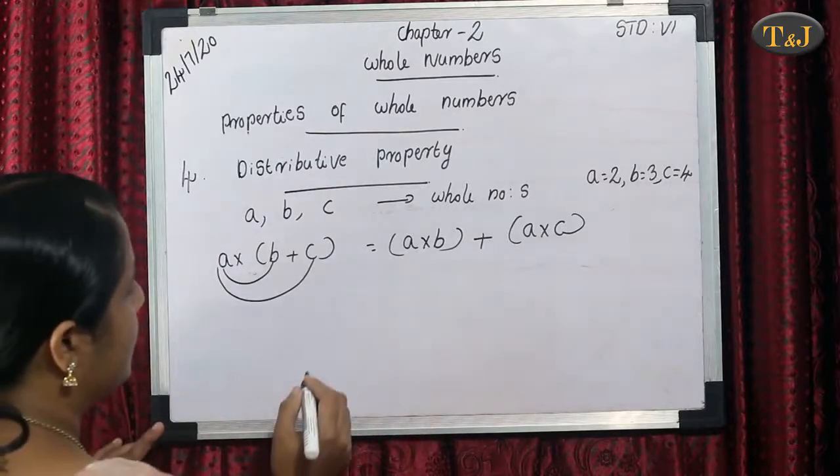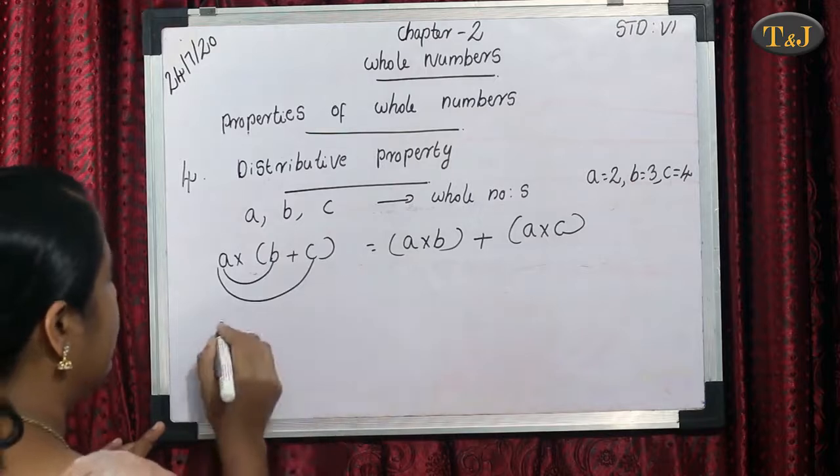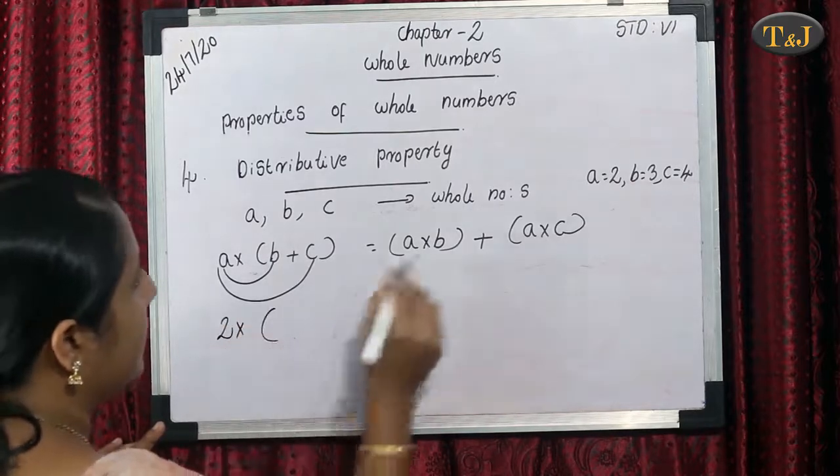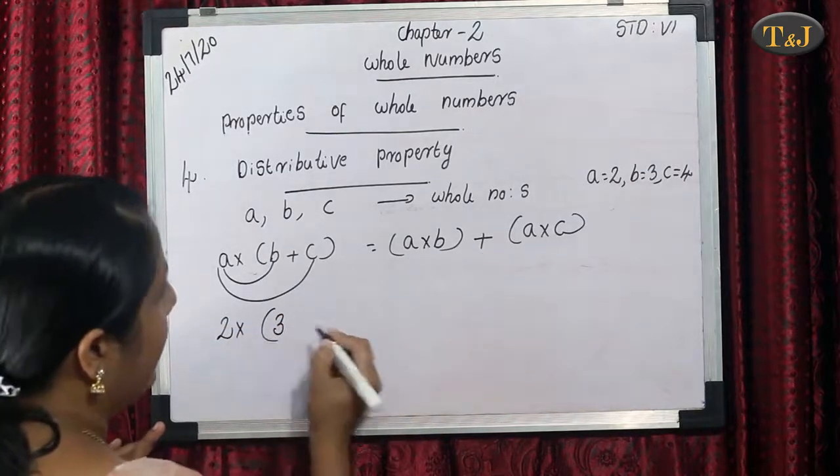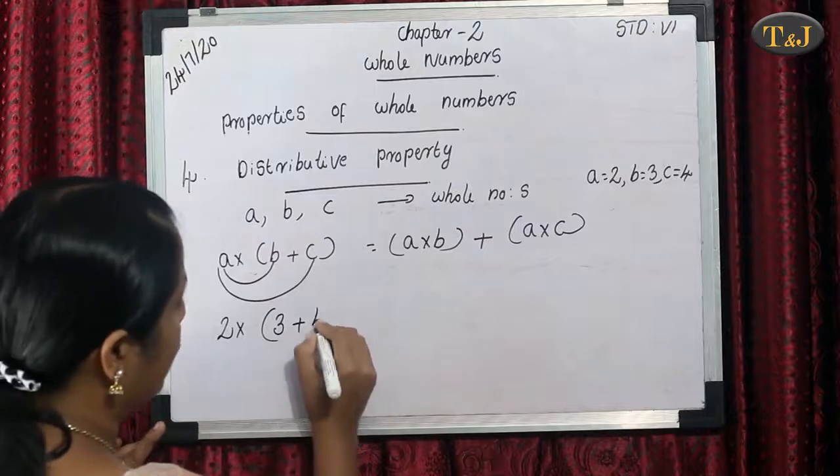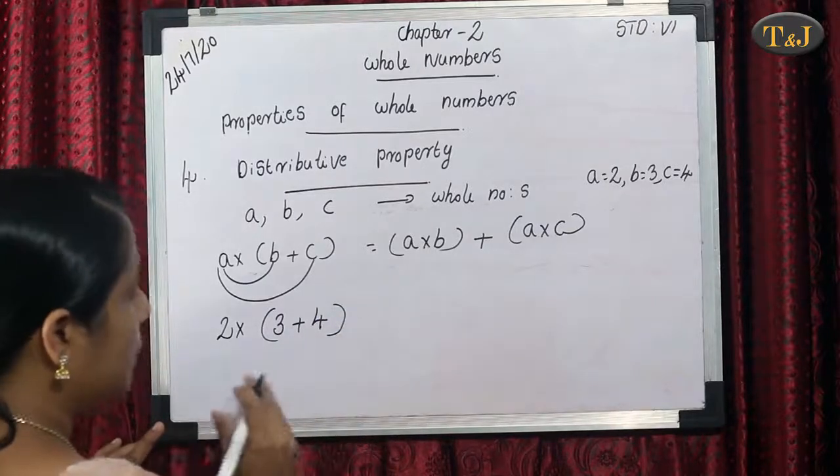Then first we have to substitute A cross. A's value is 2. Then 2 cross, then B plus C. B plus C equals B's value 3 plus C's value 4. Then 2 cross 3 plus 4.